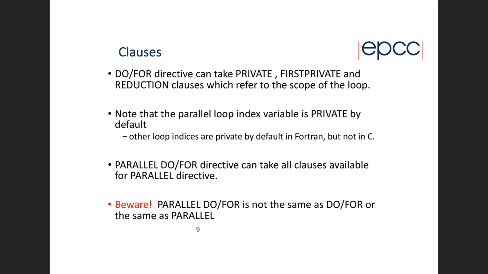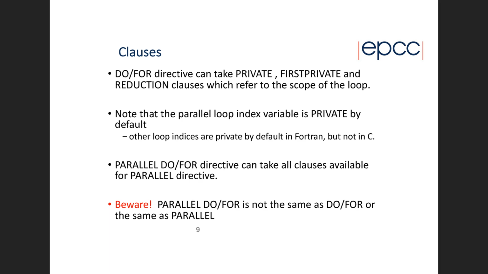Though if you declare all your loop indices in place, which most people do in C programming these days, then that's not going to be a problem. Otherwise, the combined directive can take everything that you can put on a parallel directive. But if you're new to OpenMP, then just be careful. It's easy to get confused because the combined directive has different semantics from the loop directive and has different semantics from the parallel directive. So you just need to be clear about which you are using where.